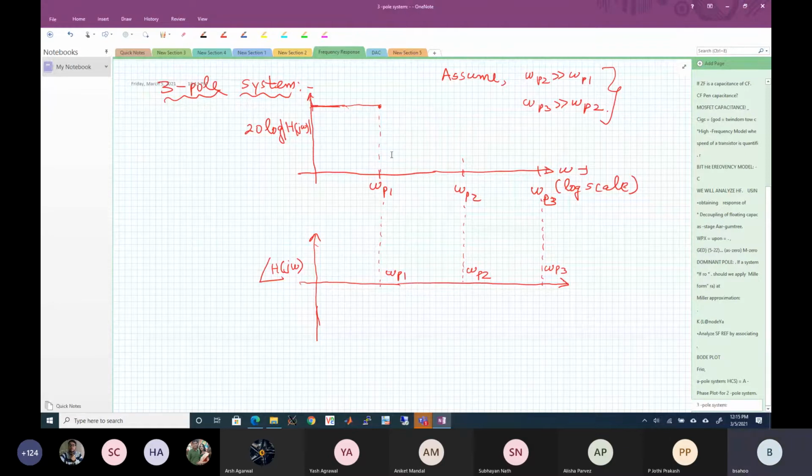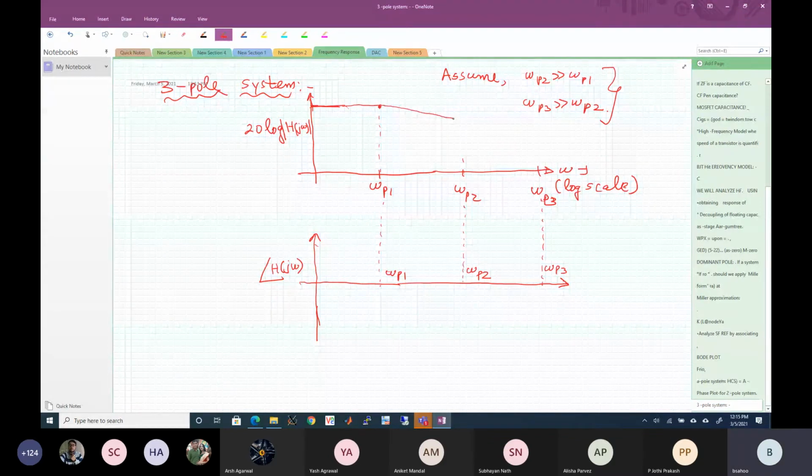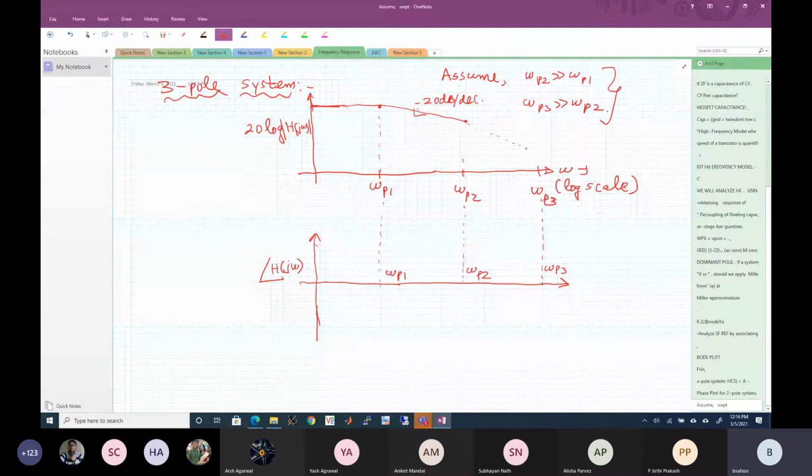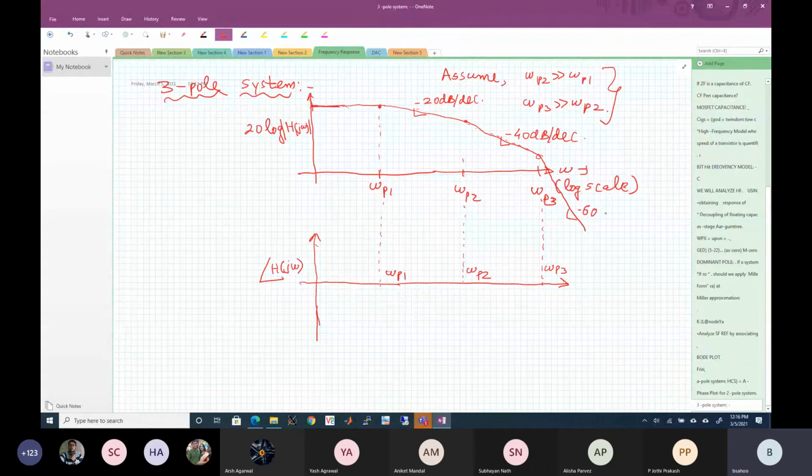Okay, so it will start rolling off at 20 dB per decade. So this slope here is minus 20 dB per decade. Then here it starts, I'll make the slope a little larger. So here it is going to be minus 40 dB per decade. And after it hits the second pole, it will go down sharply at minus 60 dB per decade.